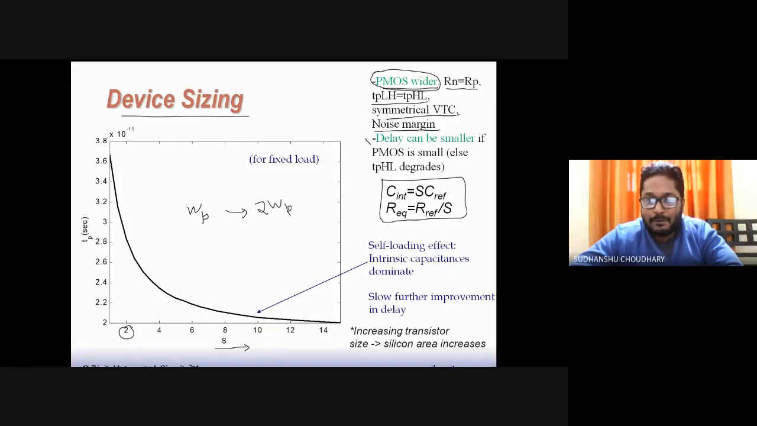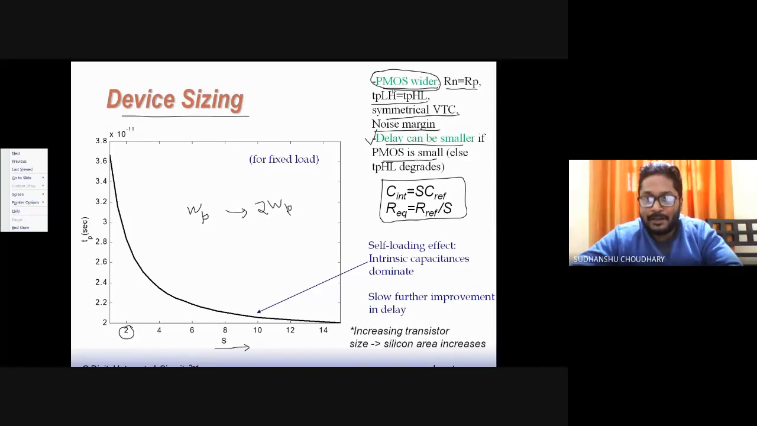And we also find that delay can be smaller if PMOS is small, right? Apart from equalizing TPLH and TPHL by making PMOS wide, one can also argue that delay can be smaller if PMOS is small. How can the delay be smaller? Because my drain diffusion resistance can be brought down, so TPLH can also be brought down, right?